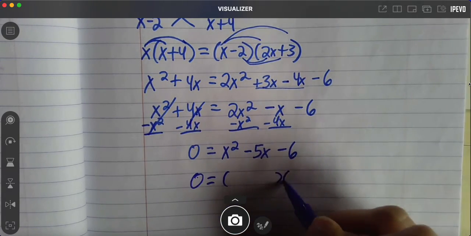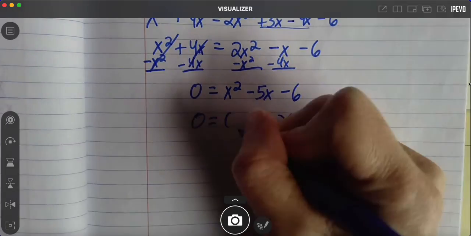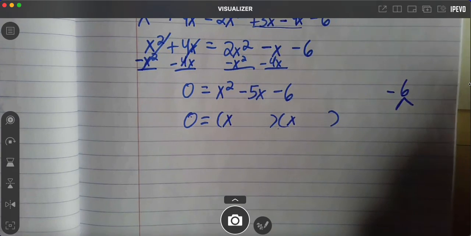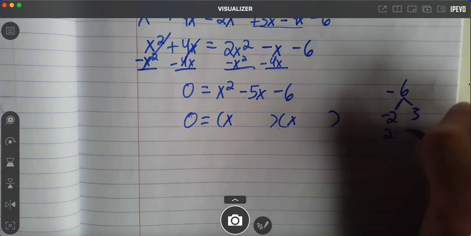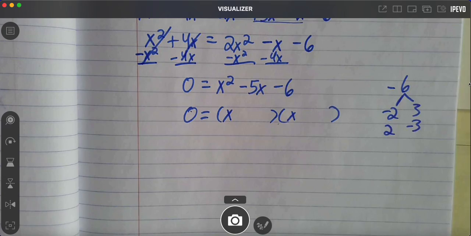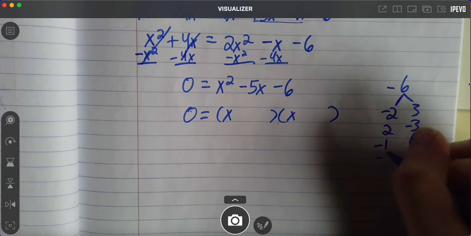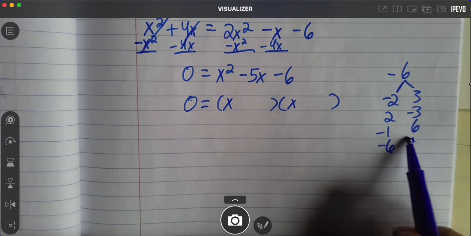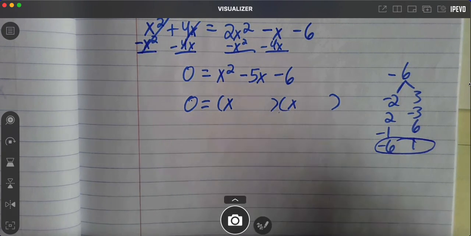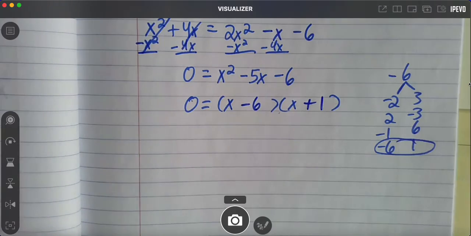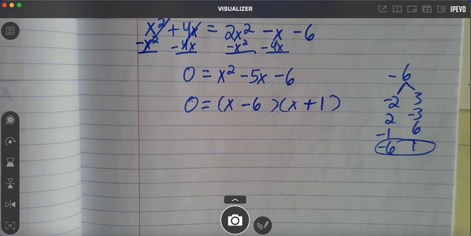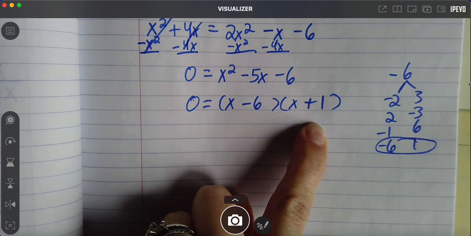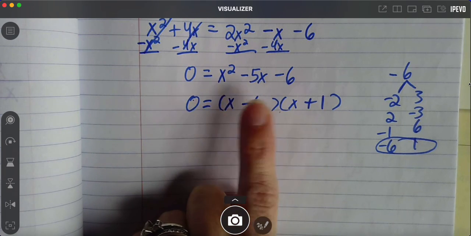We factor. What goes at the front? x and x. And now I'm going to see what times what is negative 6. Well, the obvious, negative 2 and 3. And then I also have this, the 1 and the 6. What adds up to a negative 5? That does, right? Negative 6 and a positive 1. What are my two answers? The opposite, right? My two answers are what? 6 and negative 1. Do y'all remember that? It's the opposite of them.